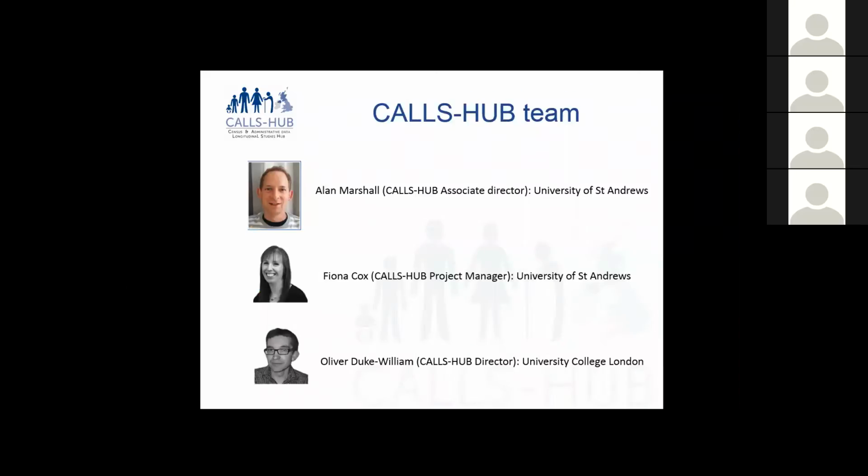This is the team. So I'm an associate director of CALS Hub. Fiona Cox is also here, who will be presenting later. She's the CALS Hub project manager, also based with me at St Andrews. And we also have Oliver Duke-Williams here from University College London, who is the CALS Hub director, and will be here for the Q&A session at the end of the webinar.